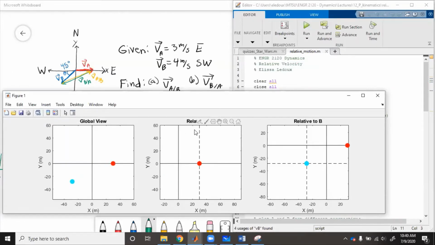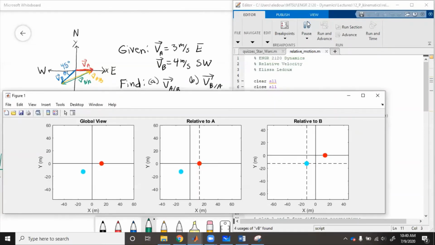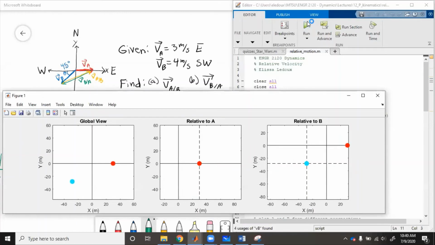And then here, relative to A, this is where we pretend that we are observer A. So this is in Alice's view. Bob is running away pretty fast to the bottom left. And then in Bob's view, Alice is running away pretty fast to the top right. So we'll run that again. So this shows what it looks like from each observer's point of view, and then what it looks like in real life.